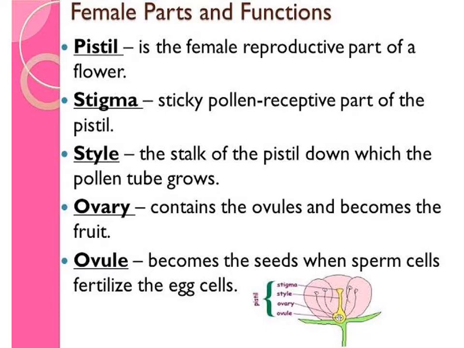A flower may have exclusively male parts, exclusively female parts, or commonly both. So what are the female parts of a flower? The main flower parts are the male part stamen, female part pistil. Very important. What is the name of female flower? Carpels. So they are very important.